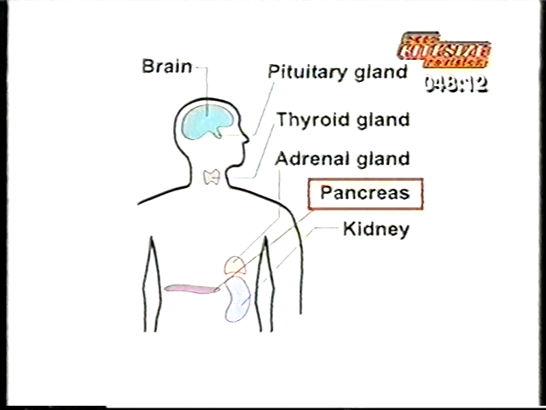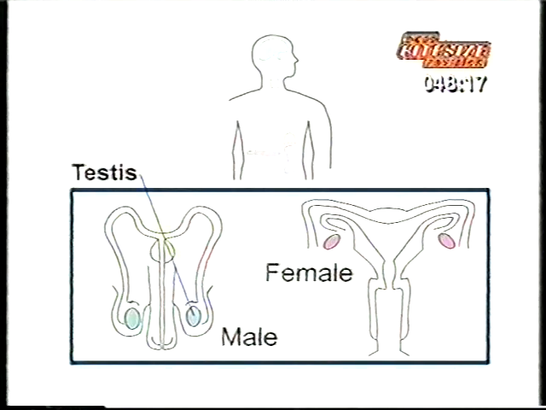The pancreas produces insulin, which controls blood sugar levels. The testes produce testosterone, which causes male puberty changes and stimulates the production of sperm. The ovaries produce estrogen, which causes female puberty changes and helps control the menstrual cycle.